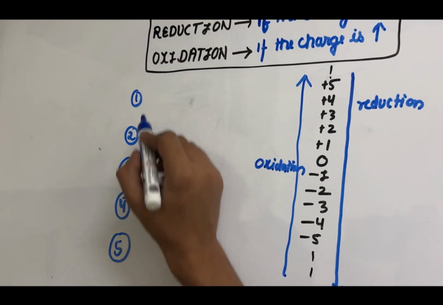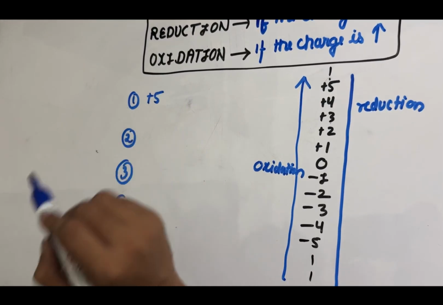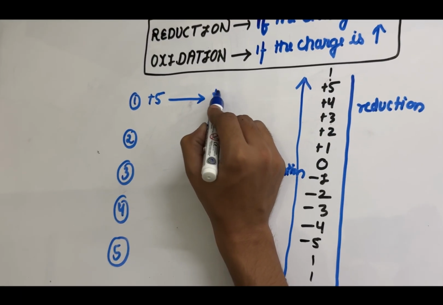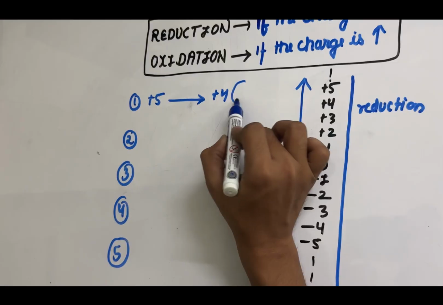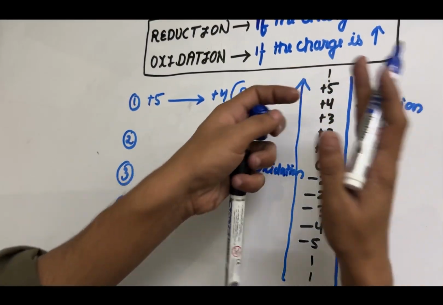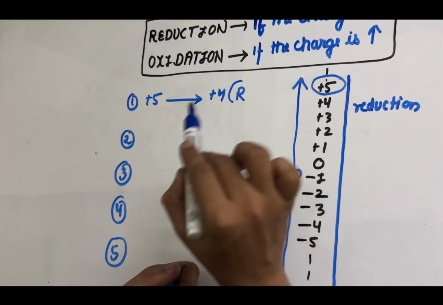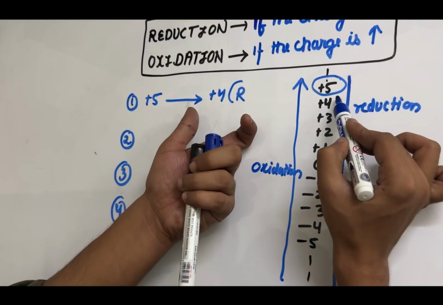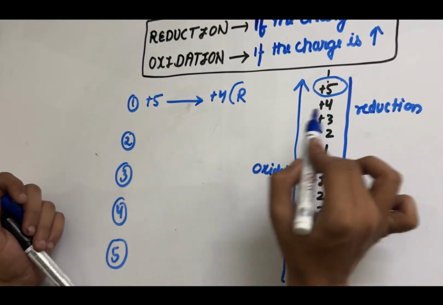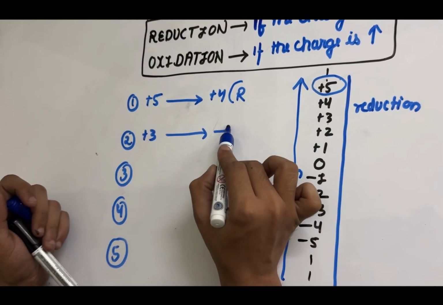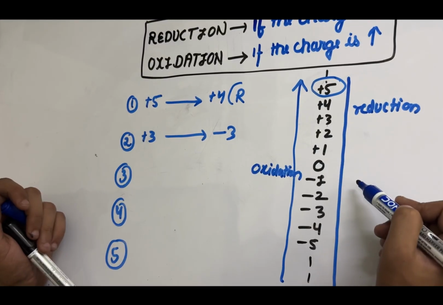Okay, so if I have plus 5 initially, but now this plus 5 becomes plus 4, it is a reduction case. If you see, this side is of reduction. So initially it was plus 5, but now it is plus 4, so it is reduction. If it is plus 3, now it becomes minus 3, it is a case of reduction.